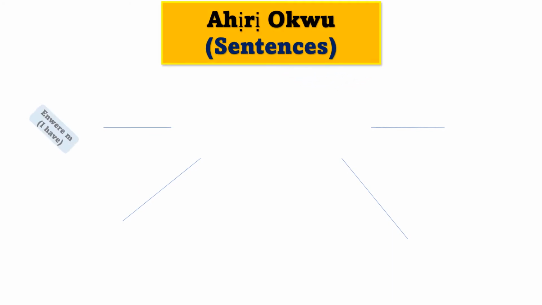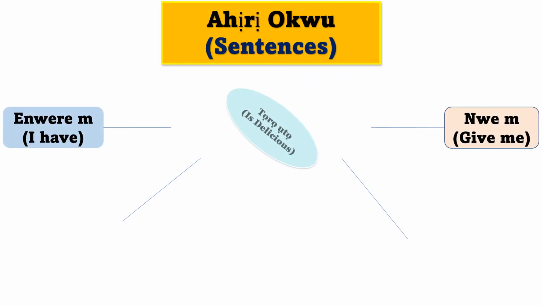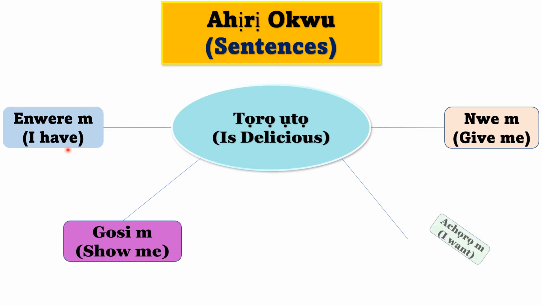I showed you how to form sentences using enwerem, nyem, na gosim. I have added two more words to that, which is toro uto. That means when something is delicious. Yana achorom. Achorom bụ I want.